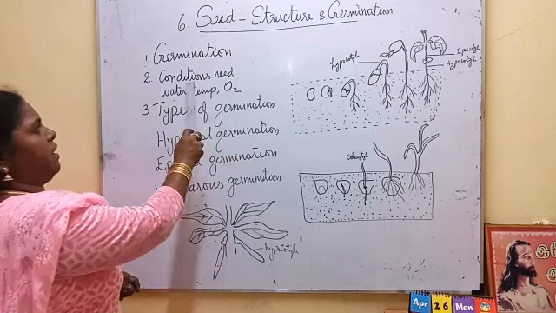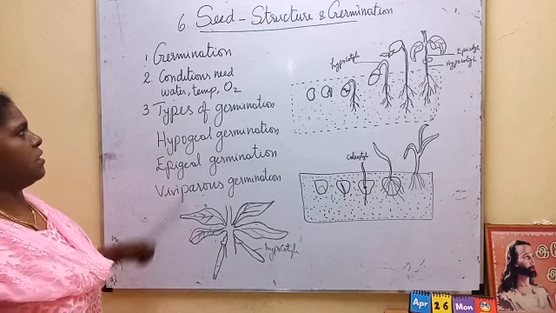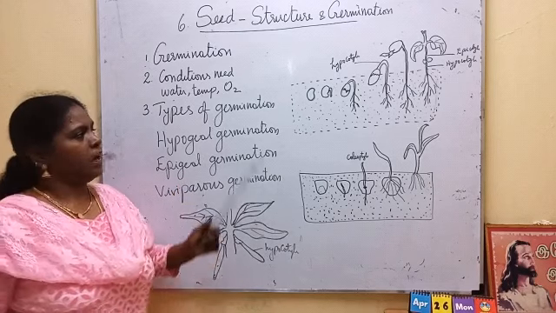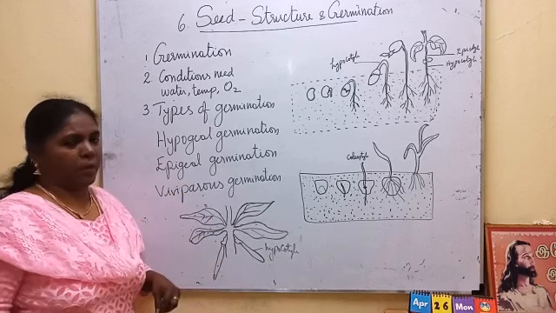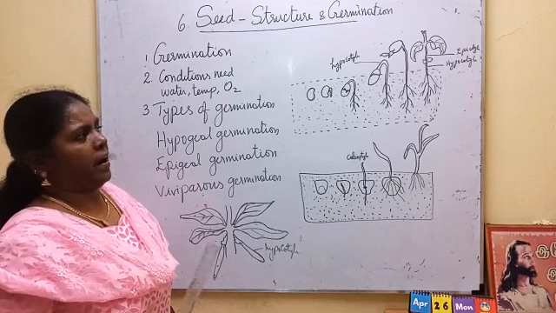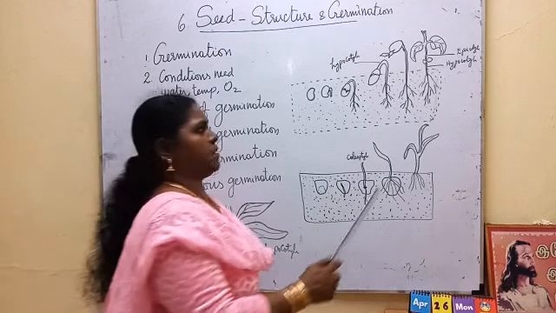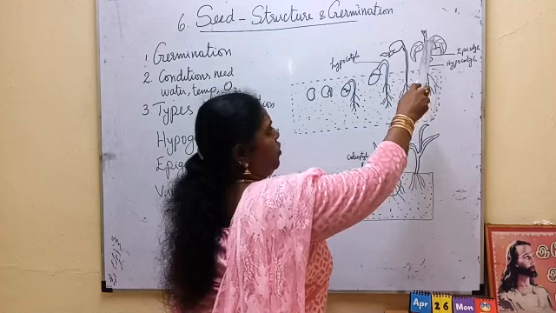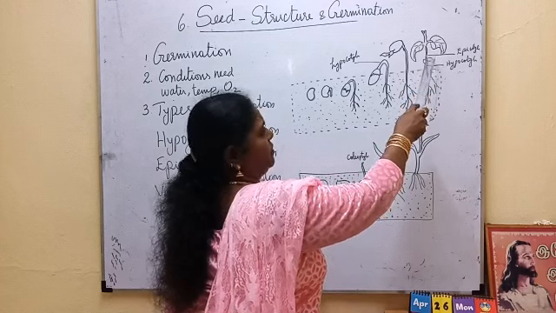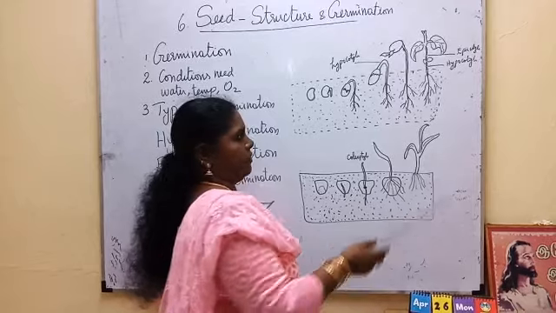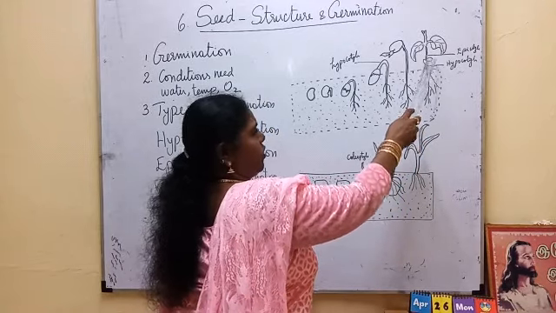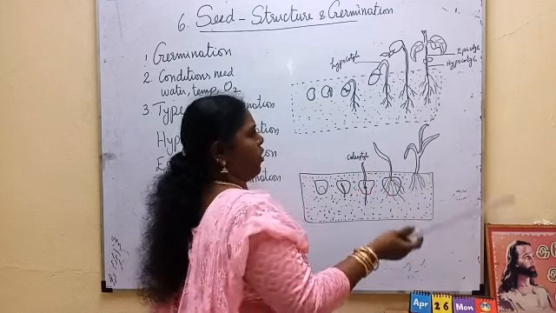So all these are the conditions necessary for germination. The next topic is the types of germination. There are two types of germination on the basis of epicotyl and hypocotyl. Epicotyl, what do we see? The portion of the plumule that is attached to the cotyledon is called the epicotyl. The portion which connects the cotyledon and the radicle is the hypocotyl.